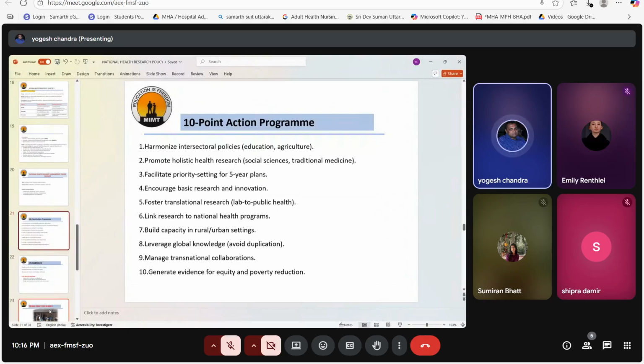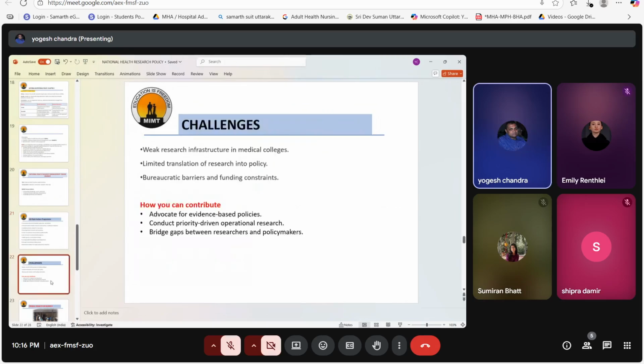Generate evidence for the equity and the poverty reduction. This is the data part. ये we have to collect the data to justify कि our policy, our research, they are going into the right direction and they are able to make the things equitable and finally the healthcare expenditure that can be reduced. And there are some challenges also. Weak research infrastructure in medical college, research infrastructure, that is a big problem. As I initially told you, कि Indian government they are giving very less amount of the GDP on these research activities. While as we have tremendous research potential, but we are not getting the monetary support. That is why nobody is coming to this field.